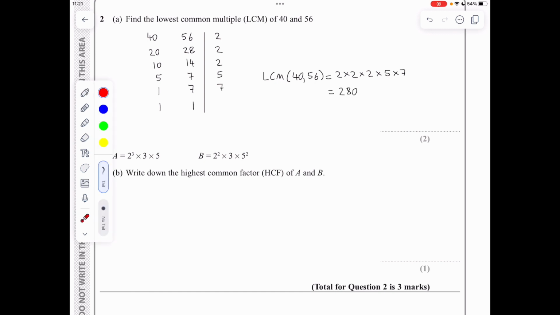In b, we need to write down the highest common factor of A and B. So we always pick the prime numbers in their smaller power. So I will start with 2 squared, because between 2 cubed and 2 squared, I will pick 2 squared. Now 3 is common to both, so I'm just going to take 3. And between 5 and 5 squared, obviously, I will go for 5. Which means that the highest common factor of A and B will be given by 2 squared times 3 times 5, which gives an answer of 60.